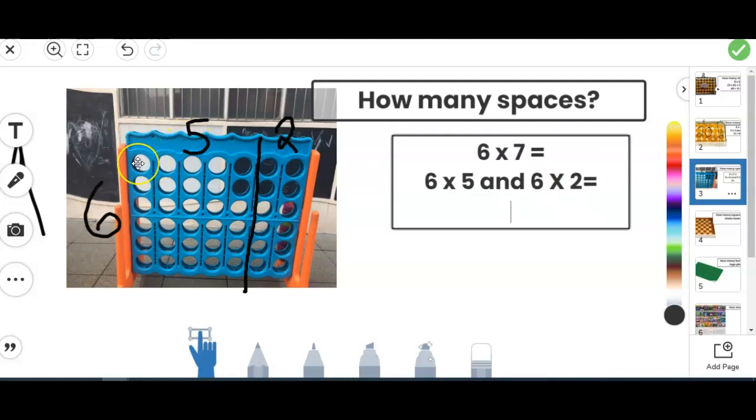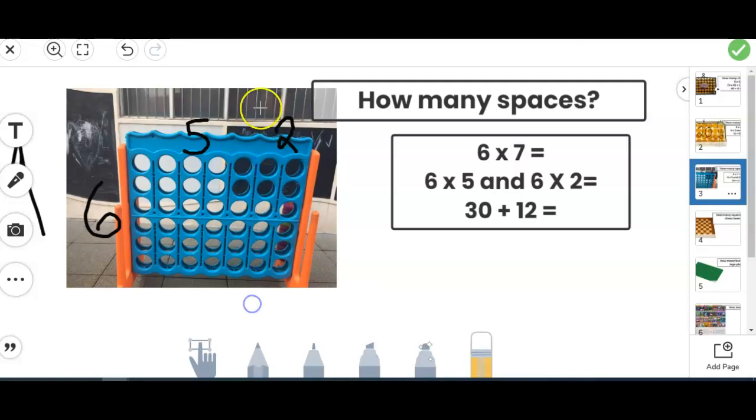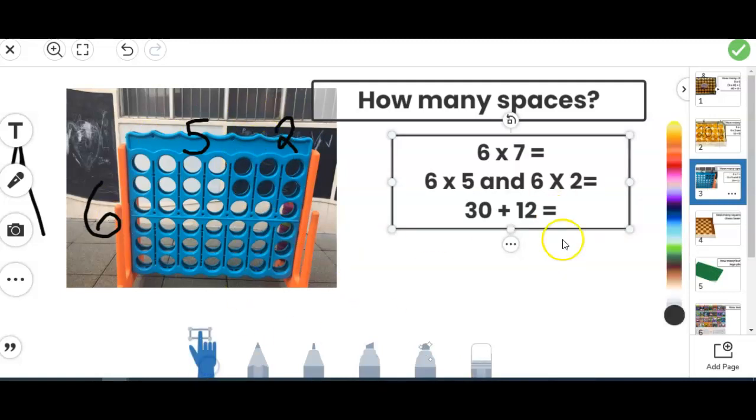Alright, so 6 groups of 5, I can either use my known facts, or now I can skip count, because I can skip count really quickly from 5. So I can go 5, 10, 15, 20, 25, 30. And then I've got 6 groups of 2, so I could skip count by my 2's, or I can just add 6 plus 6 together, which equals 12. And then the last thing that I've got to do is add my 6 groups of 5 and my 6 groups of 2 back together to work out how many all together. All I need to do there is add my 30 and my 12 together.